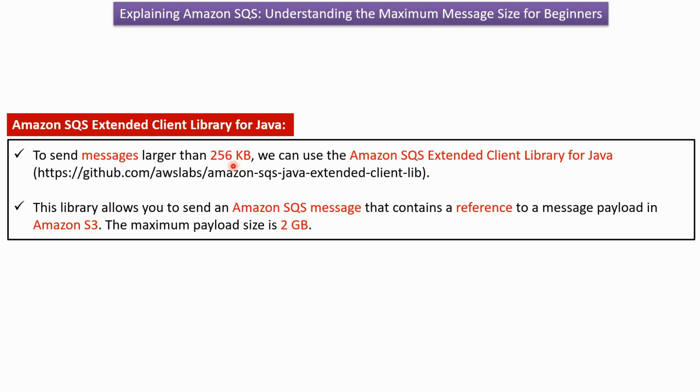To send messages larger than 256 KB, we can use the Amazon SQS Extended Client Library for Java. This library allows you to send an Amazon SQS message that contains a reference to the message payload in Amazon S3. The maximum payload size is 2 GB.